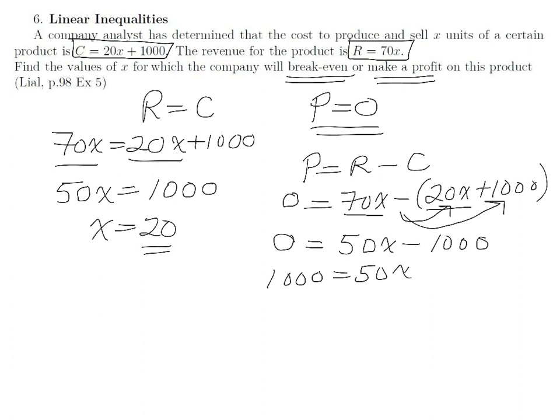You can see how now we're kind of in a similar situation, right? And now we're going to divide both sides by 50, and we find, of course, the same, x is 20. So 2 ways of solving the question. And again, it indicates that this company has to produce and sell 20 of this product in order to break even.